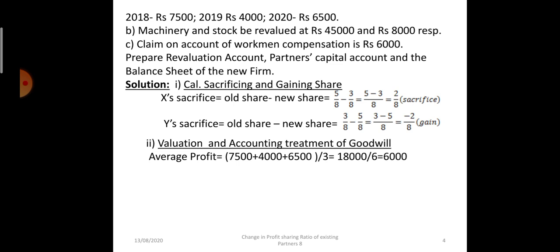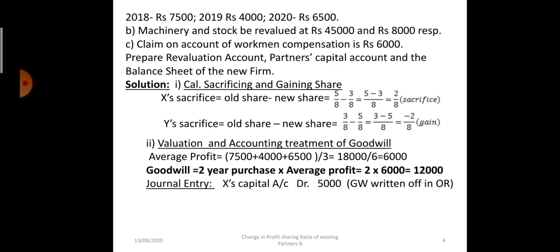7,500 plus 4,000 plus 6,500 is 18,000. So 18,000 divided by 3 is 6,000. Here by mistake it's written 6. Make the correction. Goodwill is 2-year purchase of average profit, so 2 into 6,000 is 12,000 rupees.